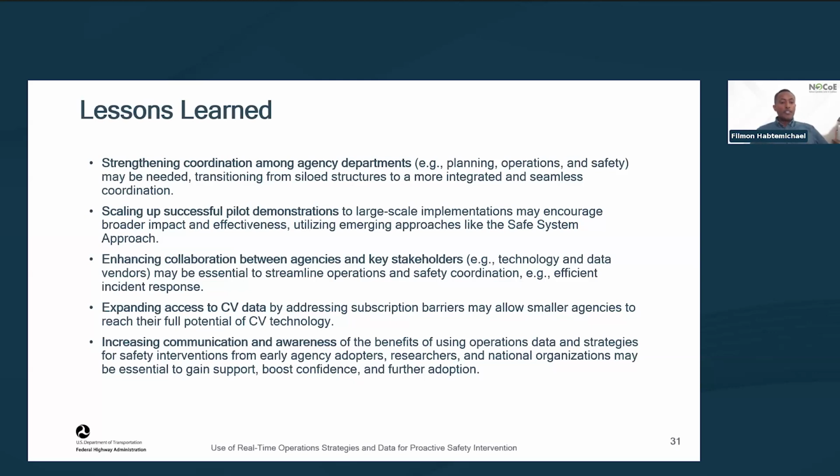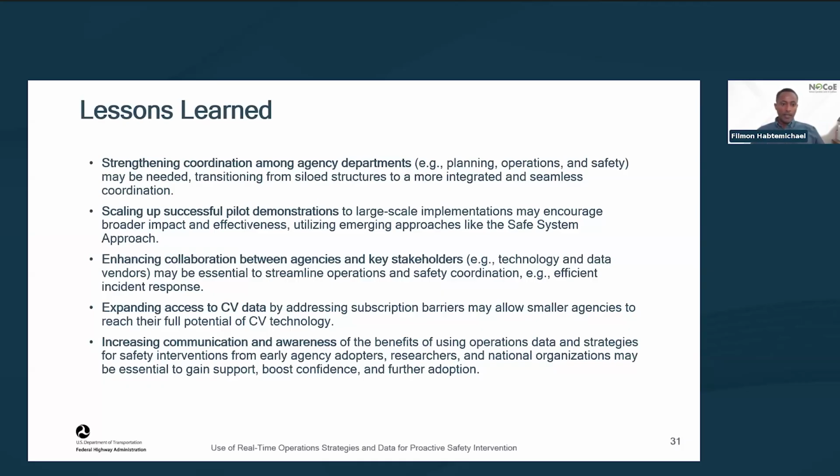And expanding access to CV data is critical. CV data is emerging data, but it is always available at a subscription fee. And that could be a barrier when it comes to smaller agencies that have really limited funding. So we need to provide easy access to the emerging data sources for the agencies that have limited funding.